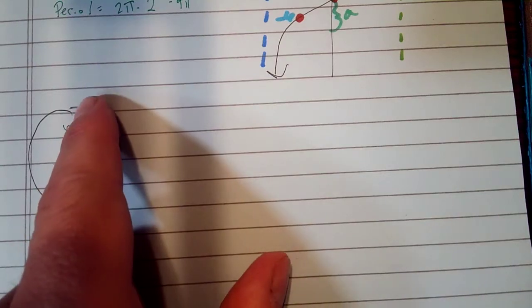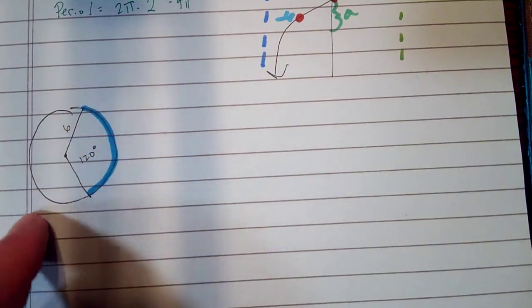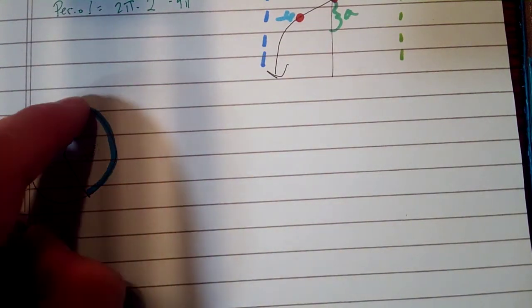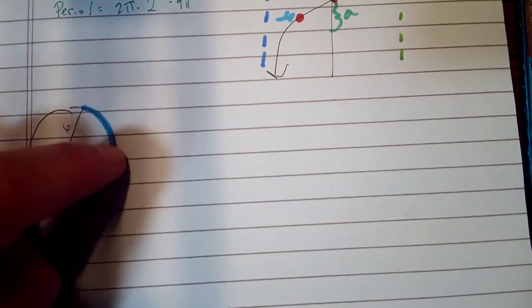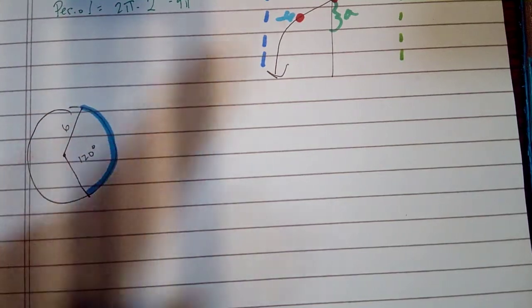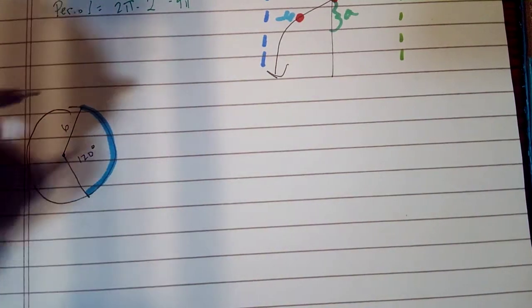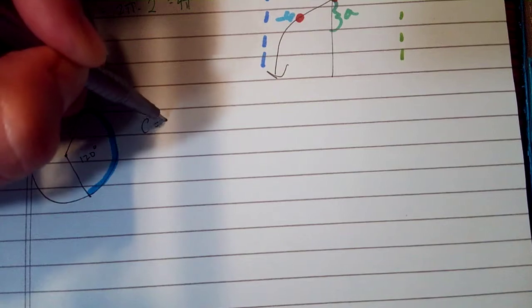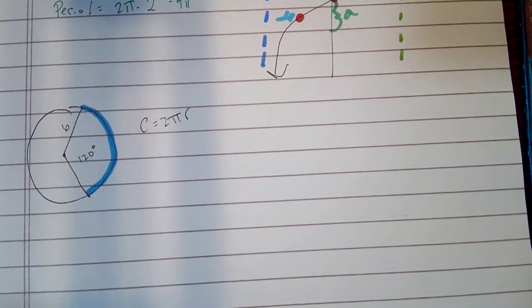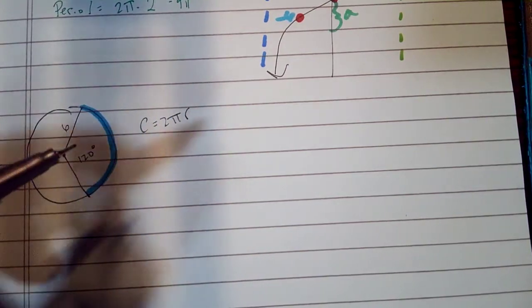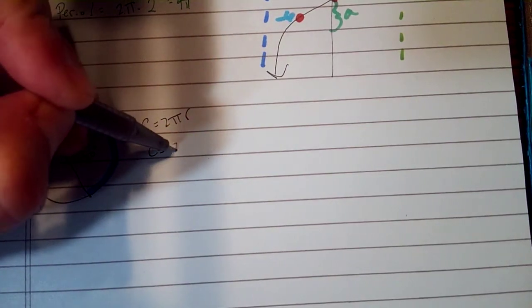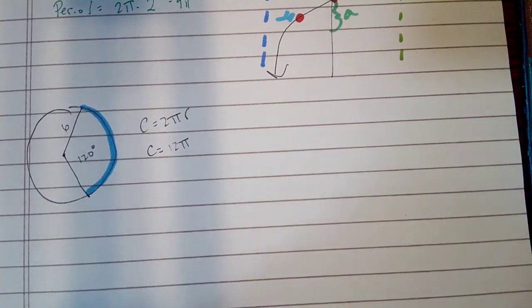Okay, so this is a piece of the circumference, right? So I need to figure out two things. First, I need to figure out what the whole circumference is. And the formula for that is c equals 2 pi times the radius. Okay, so let's just do that real quick. 2 pi times radius, the radius is 6, so that means c equals 12 pi. Okay, pretty easy.